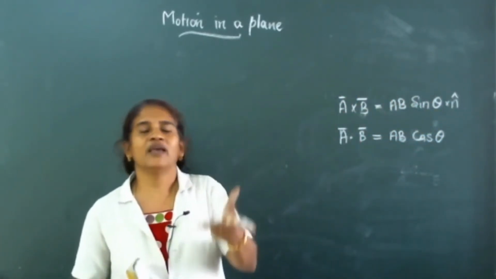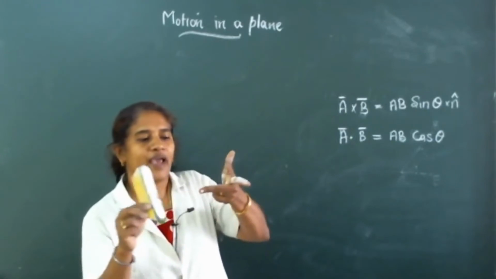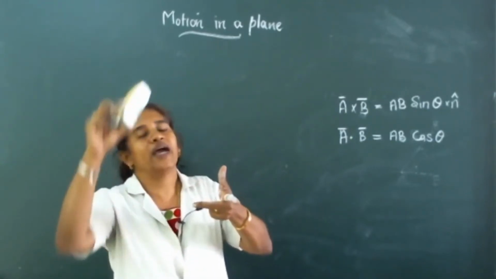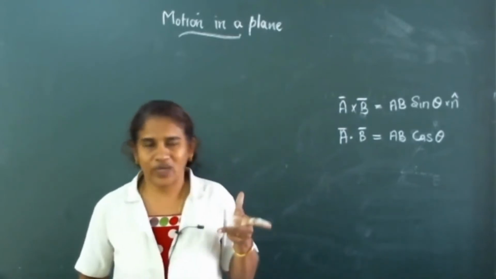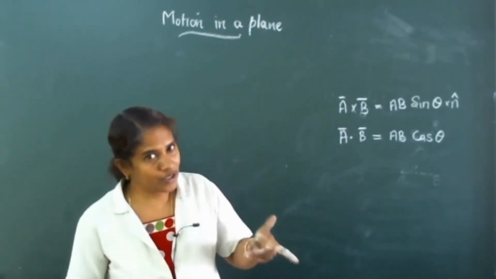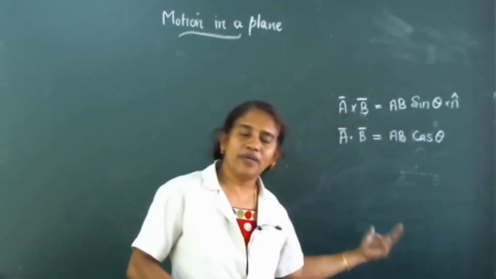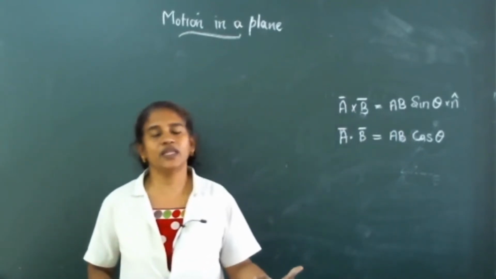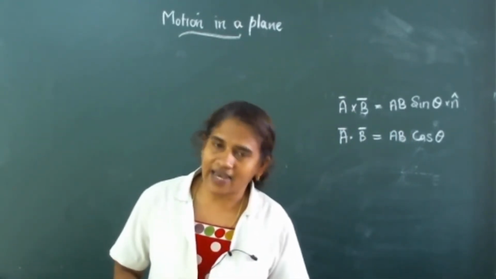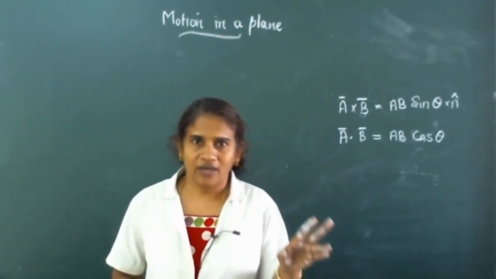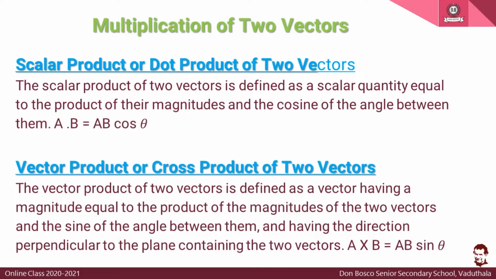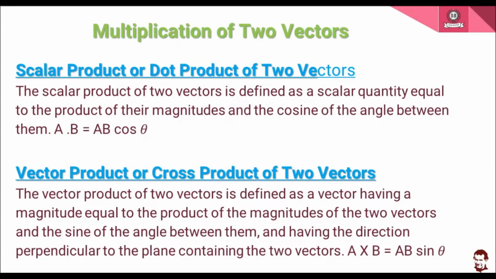Its direction will be perpendicular to both the direction of A and the direction of B. Perpendicular to both A and B will be the direction of the resultant vector. But for the dot product, we consider the cosine of the angle between them and the final answer will be a scalar. No direction will be there. So what have we studied now? Two types of products are possible, the scalar product and the vector product. You just go through the slide, what is scalar and what is vector.